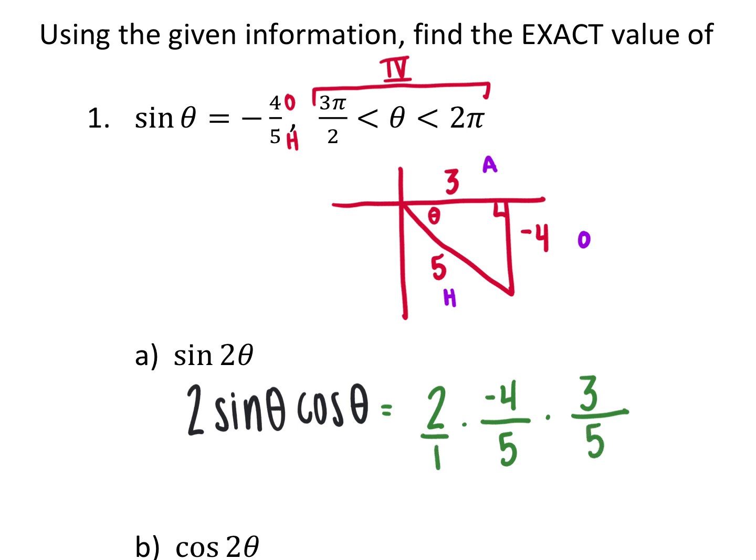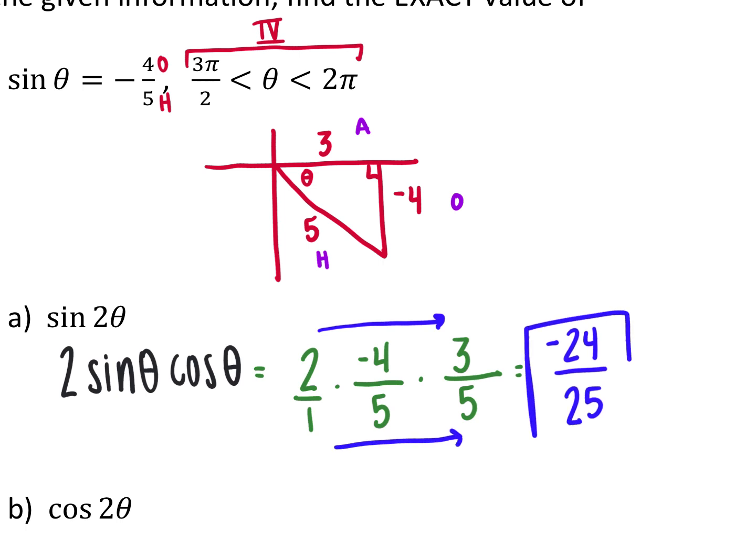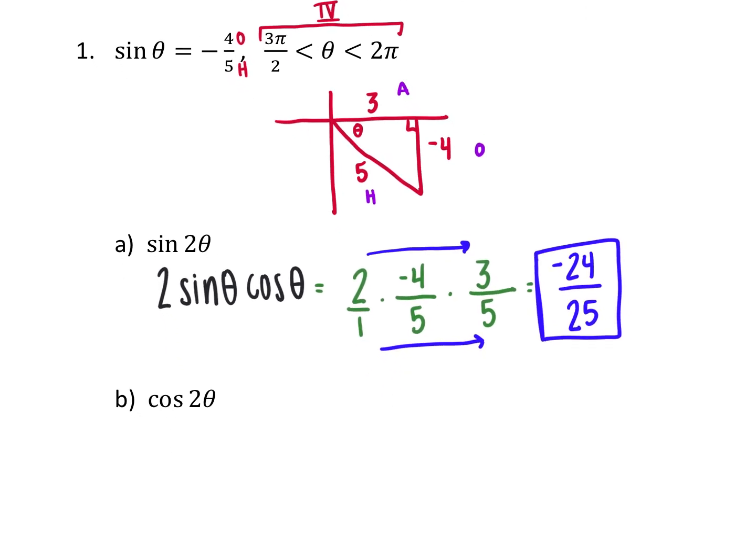If you want, you can multiply straight across and do it by hand, or you can plug that into your calculator. If you multiplied straight across, we'd have 2 times negative 4 times 3, so negative 8 times 3, which would be negative 24 over 1 times 5, which would give us 25. So that's how you use double angles with sine. Let's try it with cosine.